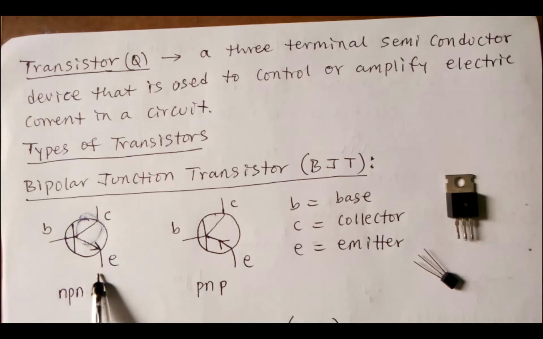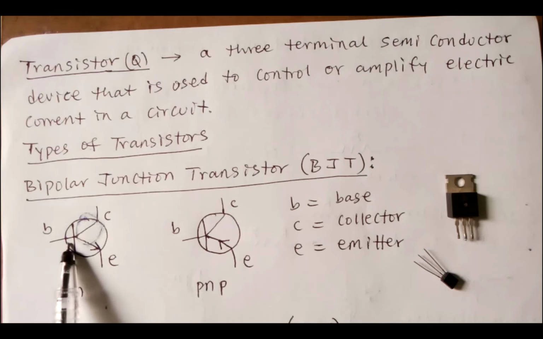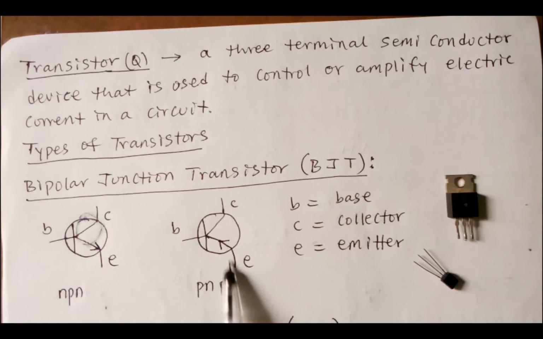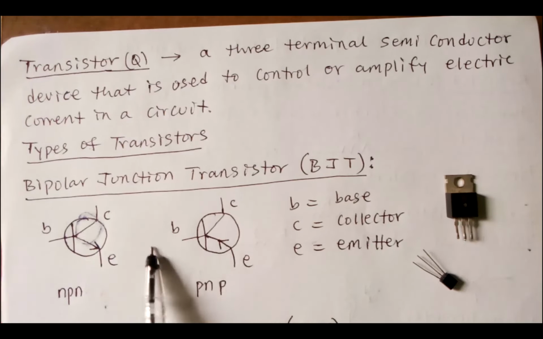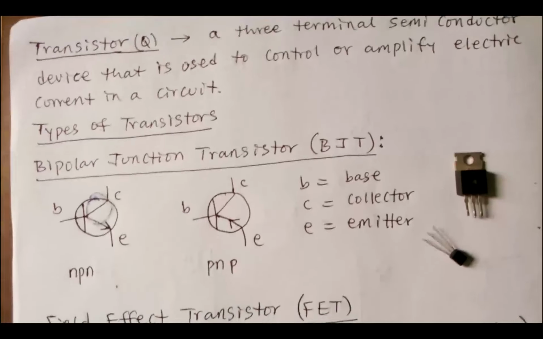So you see, in this direction current flows in through here, and then the current comes out from here. While for this one, current goes in from here and goes out from here. So that's the difference between the PNP and the NPN.